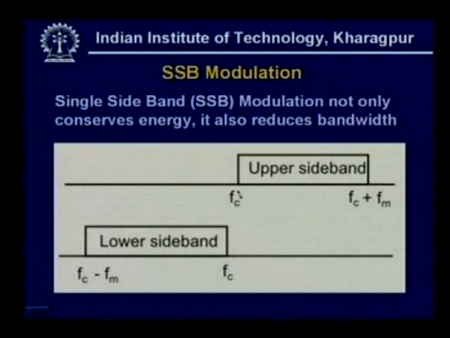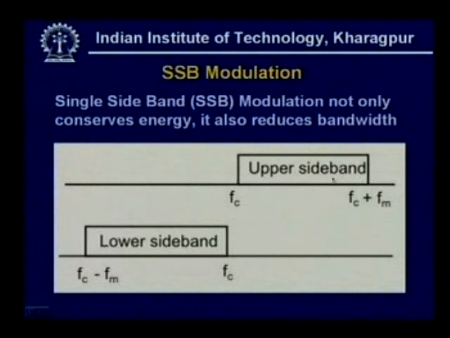Here you see, for upper sideband, bandwidth is fc to fc plus fm, and for lower sideband it is fc minus fm to fc. So, whenever you have a bandwidth crunch, you have to multiplex many signals, then single sideband is the solution. As you can see, the modulated signal can have only bandwidth of fm, and as a consequence this is very efficient in terms of bandwidth as well as in terms of energy that is required for transmission.